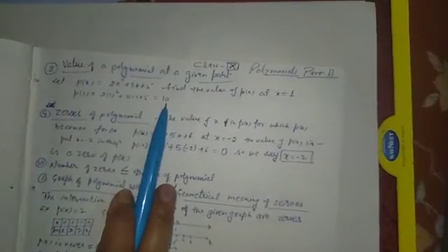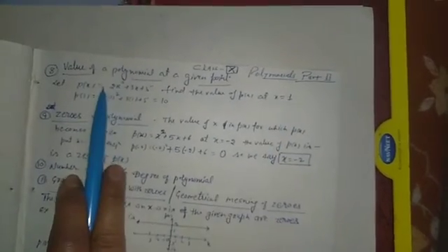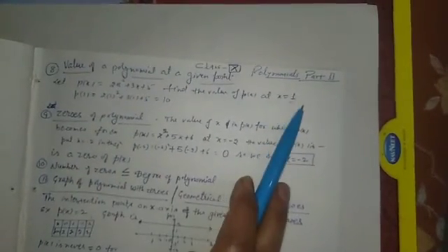So 2x² is 1² plus 3 into 1 plus 5. When we solve this, we'll have the value as 10. So this is the value of the polynomial at a given point, the value of polynomial p(x) at point 1. The answer is, the value is 10.